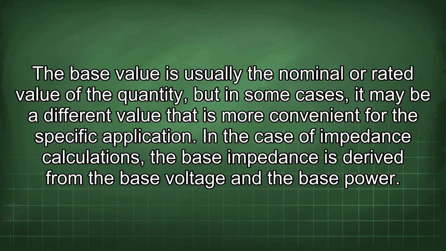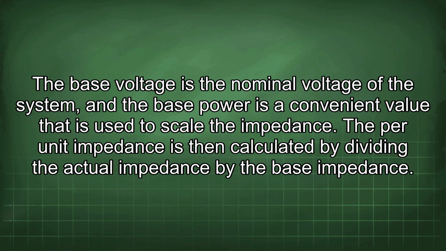The base value is usually the nominal or rated value of the quantity, but in some cases, it may be a different value that is more convenient for the specific application. In the case of impedance calculations, the base impedance is derived from the base voltage and the base power. The base voltage is the nominal voltage of the system, and the base power is a convenient value that is used to scale the impedance.